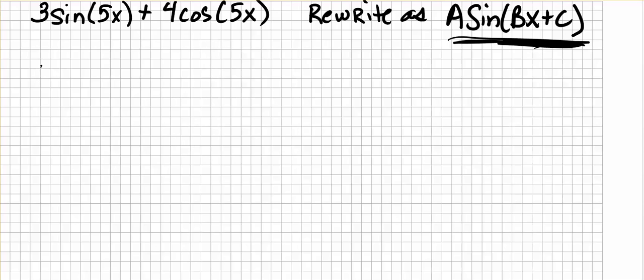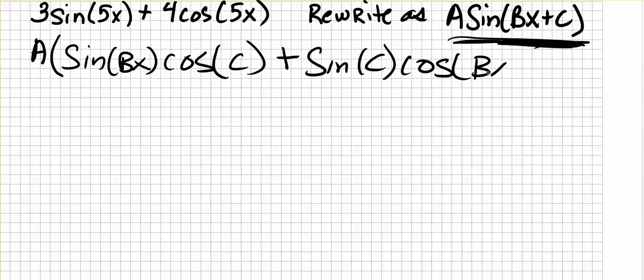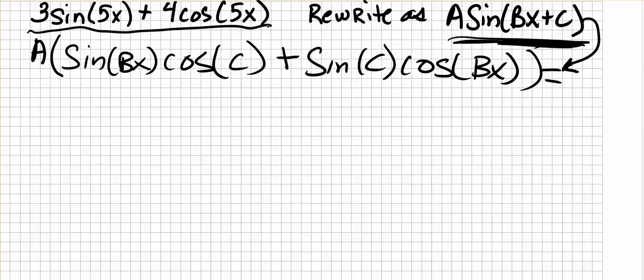And that means we have a times the sine of alpha, which is our bx, cosine beta, which is our c, plus sine of c cosine of bx. And so that's what this is equal to. We also want 3 sine 5x to equal that as well.